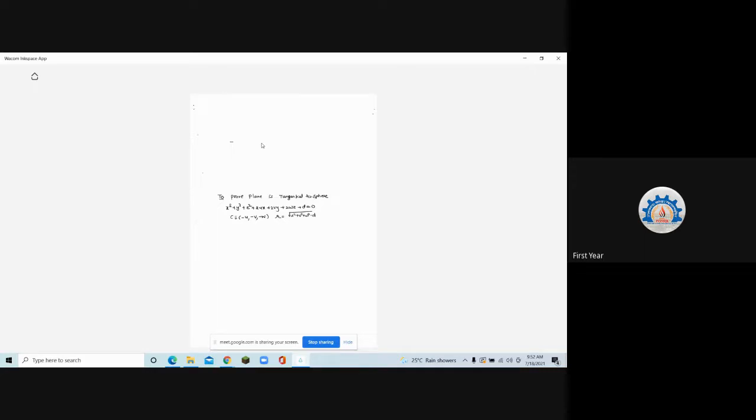The equation of a sphere in center-radius form was (x minus a) the whole square plus (y minus b) the whole square plus (z minus c) the whole square is equal to r square, where the center is (a, b, c) and the radius is r.